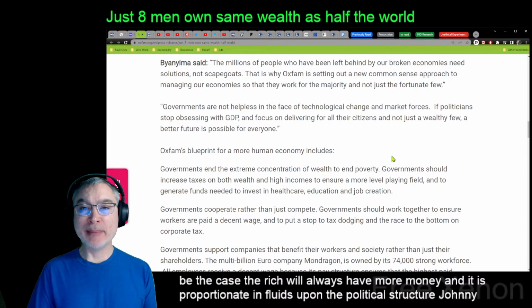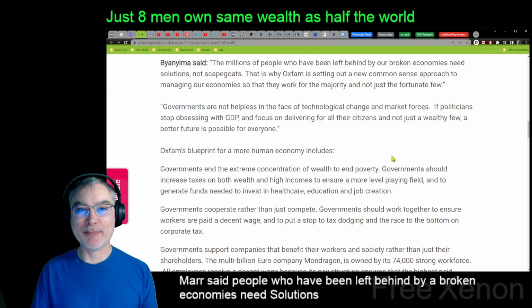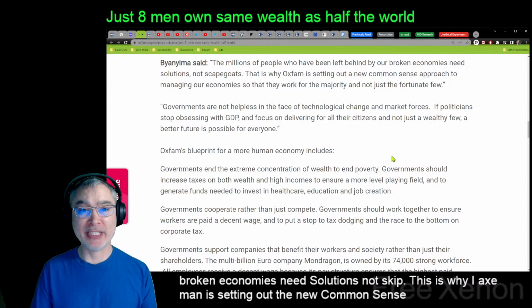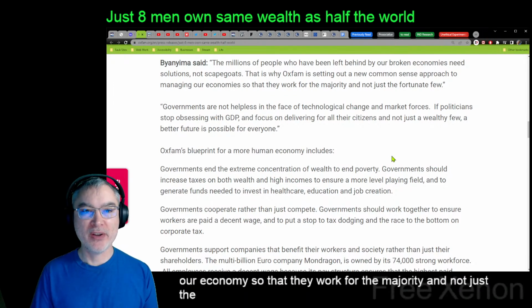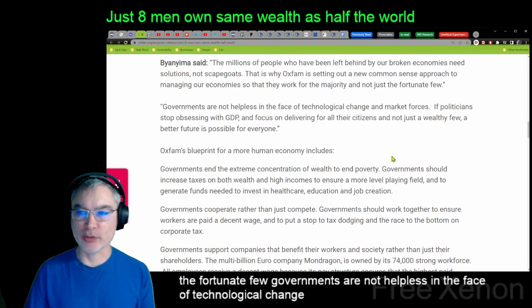Yanima said the millions of people who have been left behind by our broken economies need solutions, not scapegoats. This is why Oxfam is setting out a new common sense approach to managing our economy so that it works for the majority and not just the fortunate few. Governments are not helpless in the face of technological change and market forces.